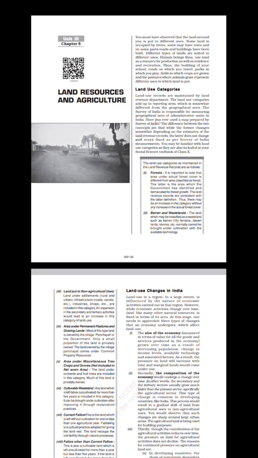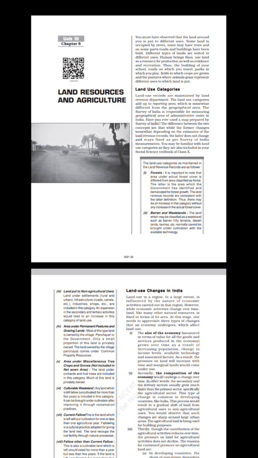Land use categories. Land use records are maintained by the Land Revenue Department. The land use categories add up to the reporting area, which is somewhat different from the geographical area. The Survey of India is responsible for measuring the geographical area of administrative units in India. Have you ever used a map prepared by the Survey of India? The difference between the two concepts is that while the former changes somewhat depending on the estimates of the land revenue records, the latter does not change and stays fixed as per Survey of India measurements.